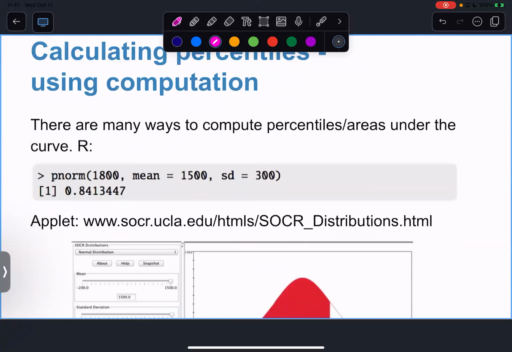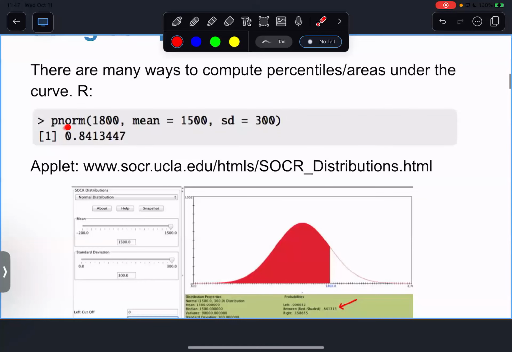They have R code in here. R is a statistical programming language that we don't make you learn, but it's healthy to have seen it. It's not that scary. The pnorm command, 1800, you give it the mean and the standard deviation, and it gives you the area to the left of 1800. We're gonna do it in Excel, so it's not that different. They just didn't have any pre-made Excel ones, so we'll see it in the lab next week.